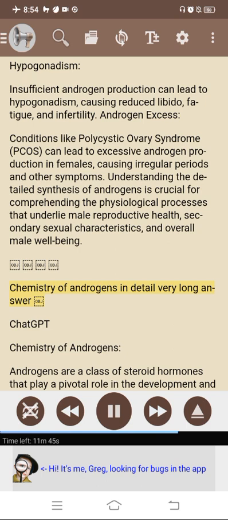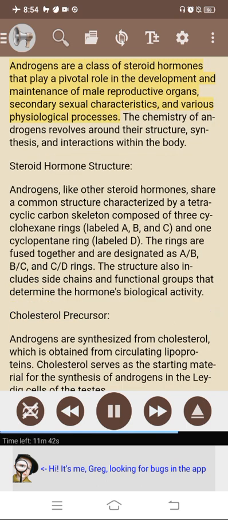Chemistry of androgens in detail. Very long answer. ChatGPT. Chemistry of androgens. Androgens are a class of steroid hormones that play a pivotal role in the development and maintenance of male reproductive organs, secondary sexual characteristics, and various physiological processes. The chemistry of androgens revolves around their structure, synthesis, and interactions within the body.